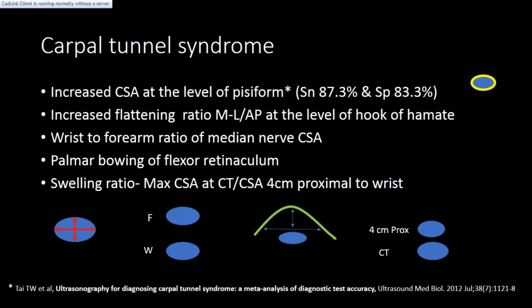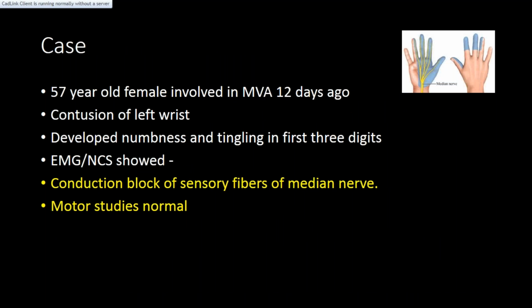So we rely on qualitative and quantitative assessment of the nerve. So we will look for if the echogenicity of nerve has changed, or if there is any nerve caliber change proximal and distal to the potential site of compression. So now let's look at the case.